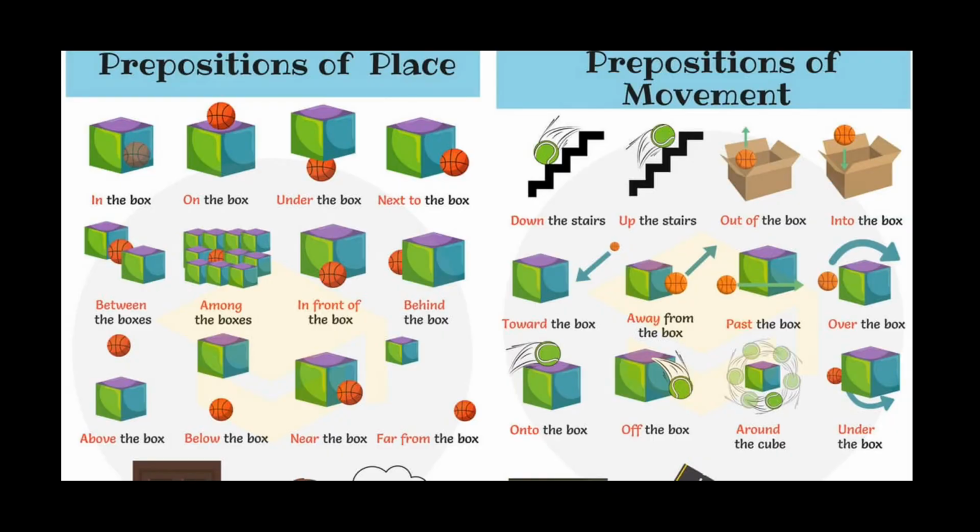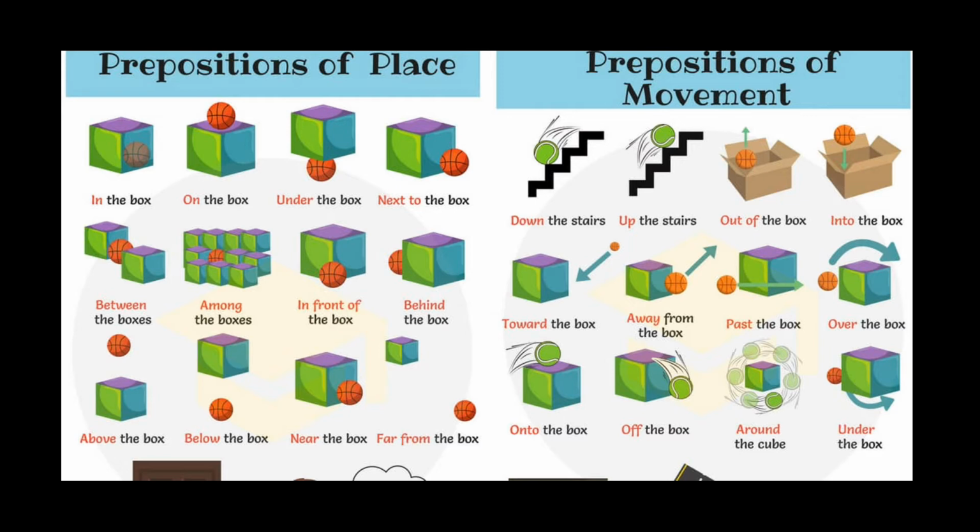So here are some of the more common prepositions. We already know in. This ball is inside the box. Now the ball is on the box. It's on the top part. The ball can be under the box or next to the side of the box. It can be between the boxes. So I have two boxes and the ball is in the middle. Among the boxes, so the ball is one ball and there's all these boxes.